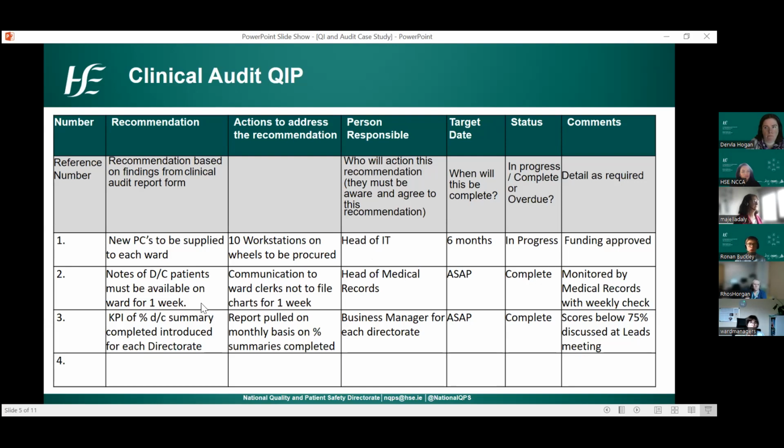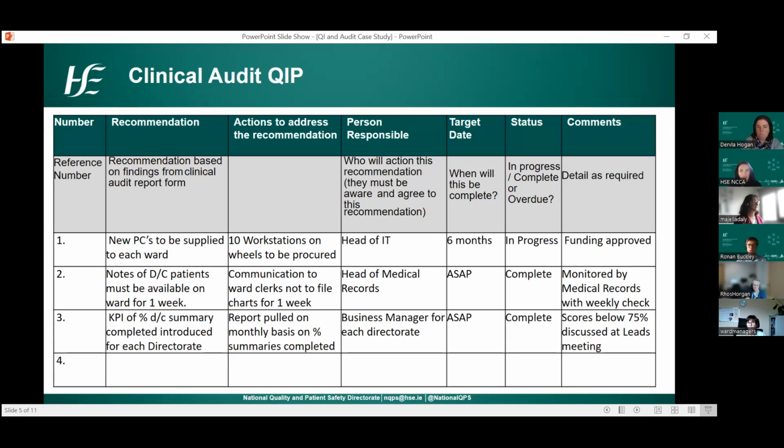For the second one, notes of discharged patients must be available on the ward for 1 week is the recommendation. So communication to ward clerks not to file charts for 1 week is going to be sent out by the head of medical records. That was to be done as soon as possible, and we have monitored that, and we know that it's now complete. And there's going to be a check on records coming back into the medical records department to make sure that the patients have not been discharged within that week.